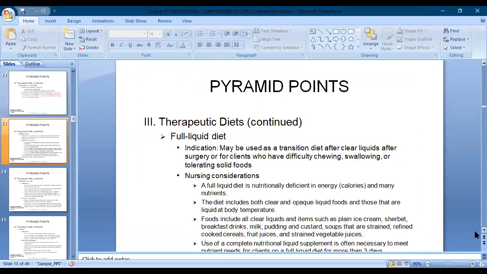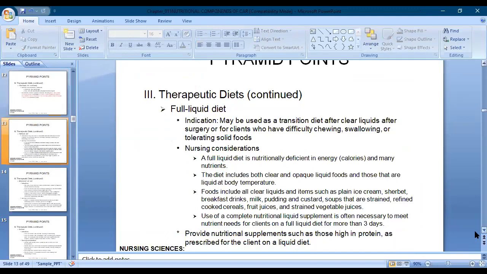Now go to the next one, called the full liquid diet. So liquid diets are of two categories: one is clear, the other is called full liquid. Examples of full liquid are milk, ice cream, and pudding, right? The indication is that it may be used as a transition diet after a clear liquid diet.